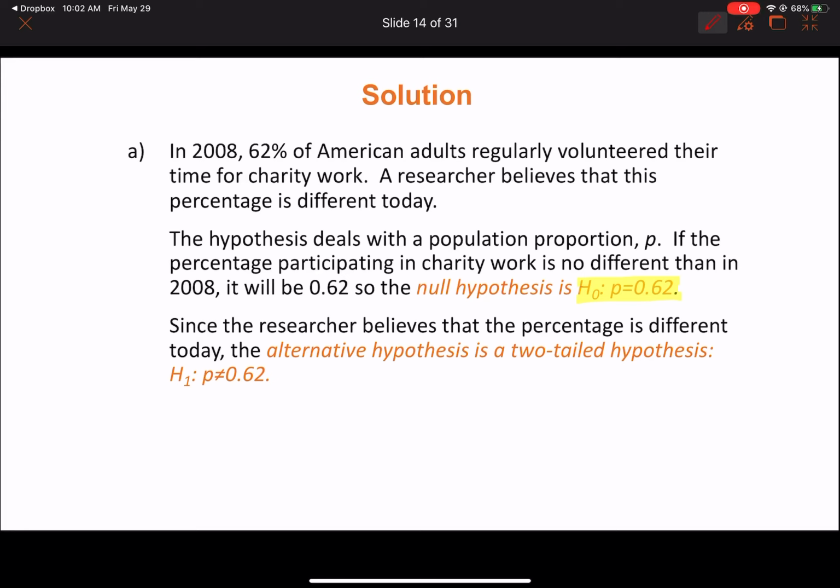Since the researcher believes that the percentage is different today, our alternative hypothesis is a two-tailed hypothesis. So take a look at this. It's H1 colon, P is not equal to 0.62. The reason that we know that this is a population proportion and not a mean is because it says 62% of American adults, and the researcher believes the percentage is different today. So we're going to be dealing with population proportions and means. Look for those keywords. If you don't see the word average or the word mean, then it is a population proportion.